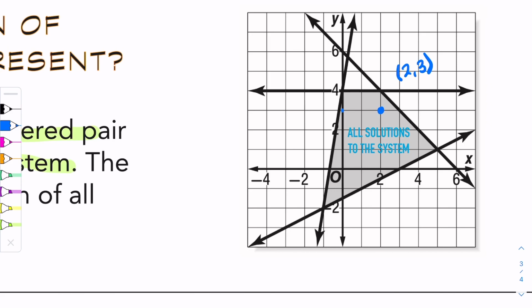If I picked this point right here at 0, 3, that would be a solution. If I picked a point right here at 2, 1, that would be a solution. Any point in the shaded region is a solution to the system. And that's why you want just the overlapping shaded region.